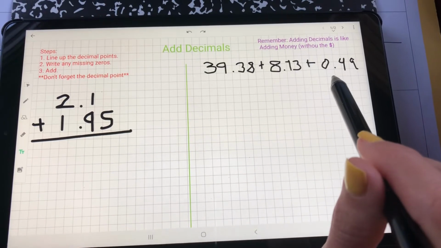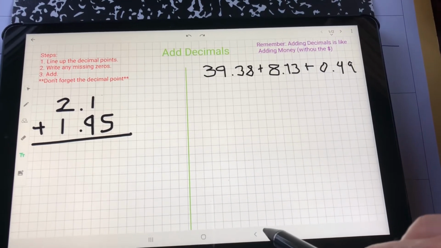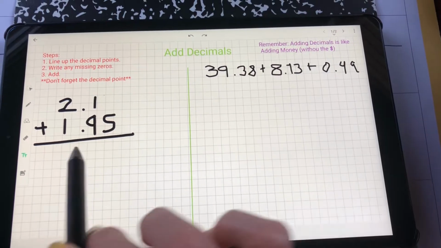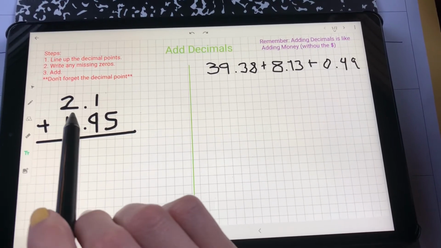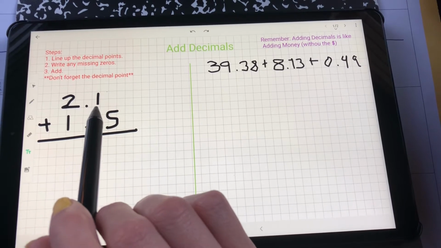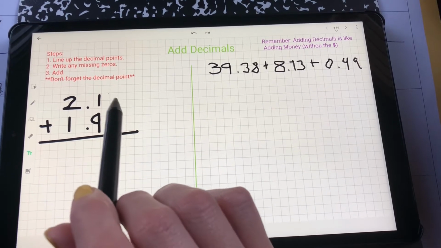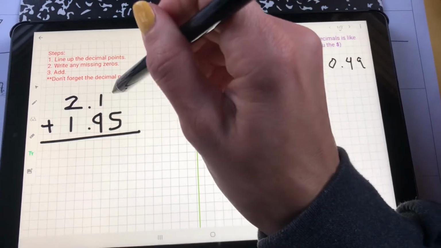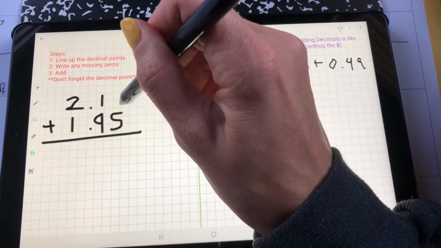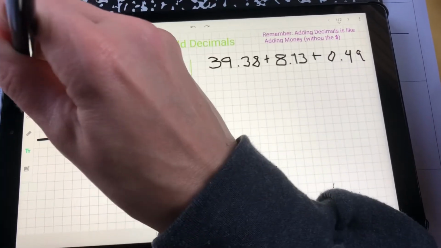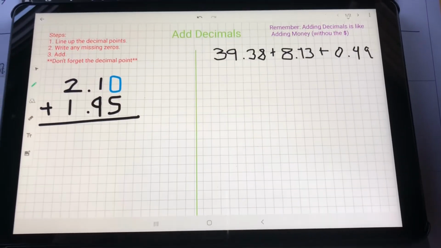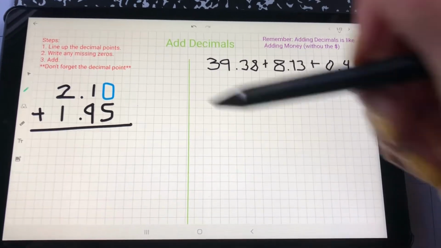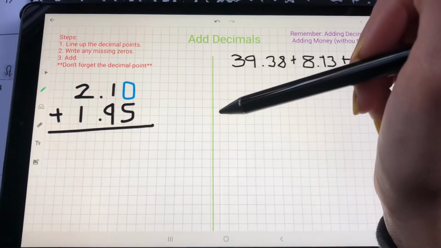So if they give it to you horizontally, the first thing you do would be to line it up at the decimal points, like here. Then you're going to write any missing zeros. So if you notice, this one has a 1 in the tens place, but nothing in the hundredths place. So for that, we would add a 0 there. So then now we have the correct digits to be able to add them.